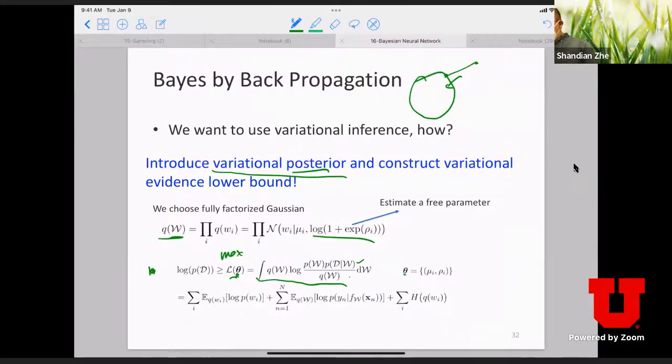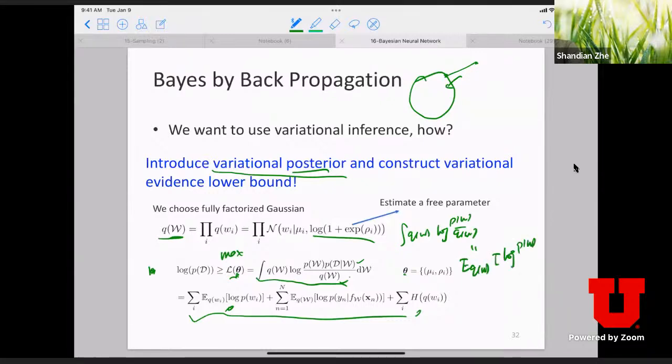But once you plug in your Q of W, it will give you this structure. So where does this two come from? If you take a look at this term, we have Q of W, logarithm of P of W and Q of W. Both P of W and Q of W are factorized. So this equals the expectation under Q of W of the logarithm of P of W over Q of W. And then both the numerator and denominator are products over each individual probability.